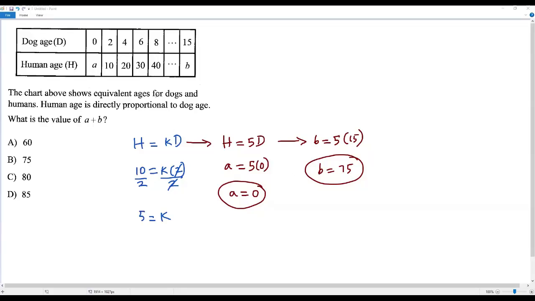Now I got the values of both the constants A and B. My aim is to get the value of A plus B. For A, we already know that it's 0, so we plug in 0 for A. And for B, we got the value 75, so we plug in 75 for B. Then A plus B equals 75. We find 75 in answer choice B. So the correct answer choice for this question is B, 75.